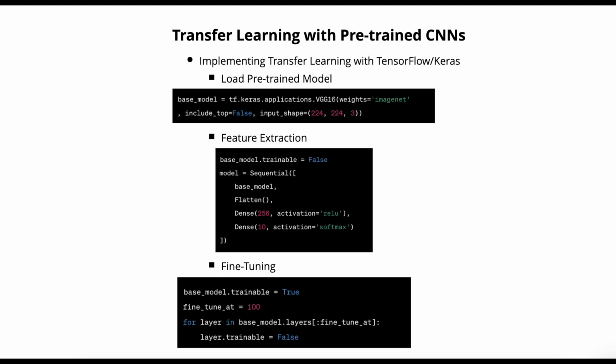Fine tune the entire model or a subset of layers on a new dataset, optionally using a lower learning rate for the pre-trained layers. You do that by saying again base_model.trainable equal to True. fine_tune_at equal to 100, for layer in base_model.layers. So go over each and every one. Up to fine_tune_at, use the parameter and then say layer.trainable equal to False.